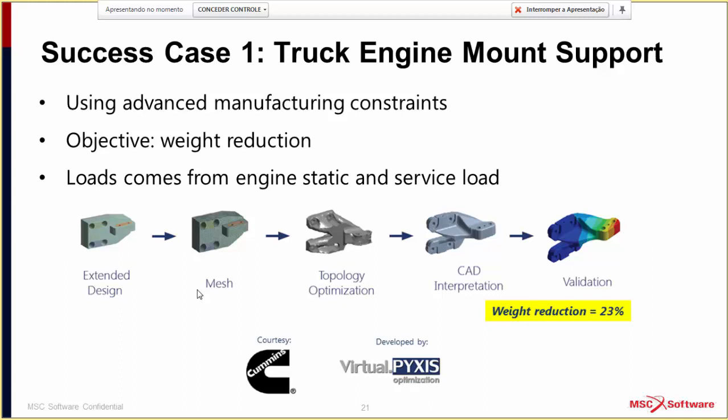It's important to mention that the software was born to supply Cummins' needs. So nowadays, Cummins is our main customer, and we have very good knowledge in terms of engine parts, for example engine mount, piston rod, crankshaft, oil pan, and so on. For this one, we just used advanced manufacturing constraints.